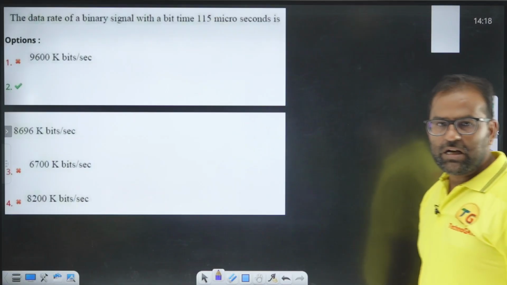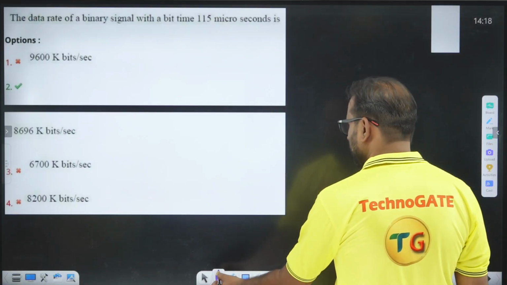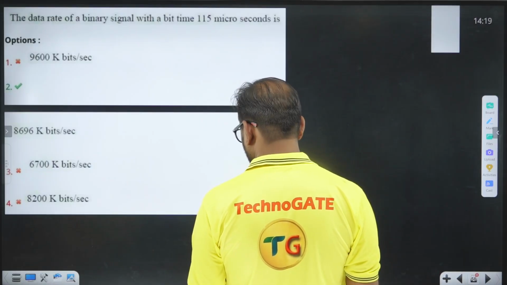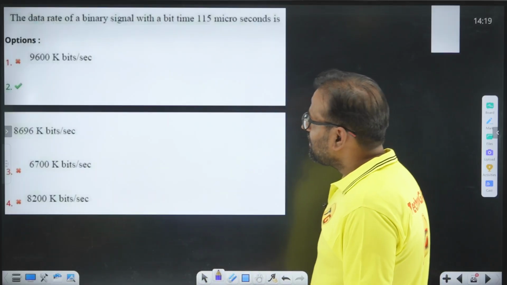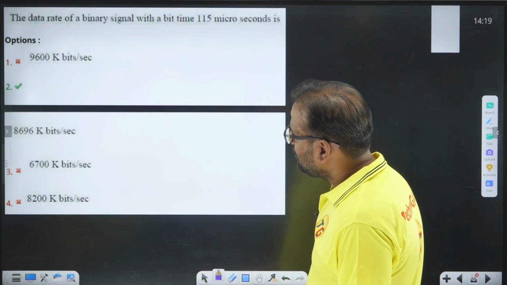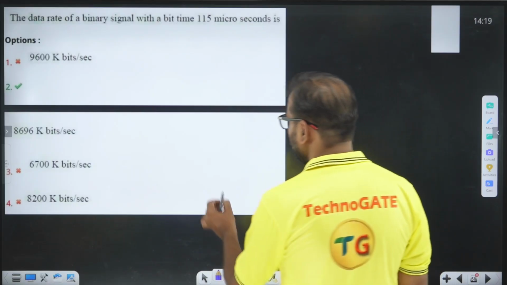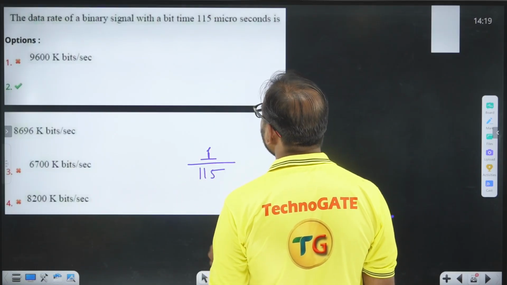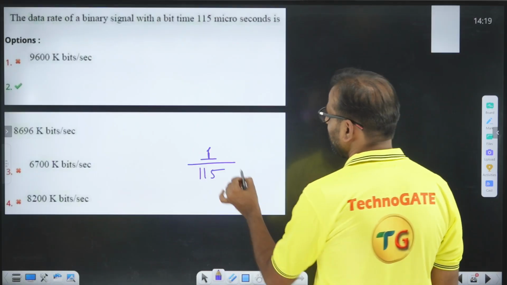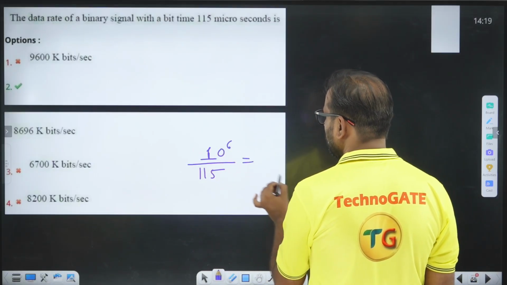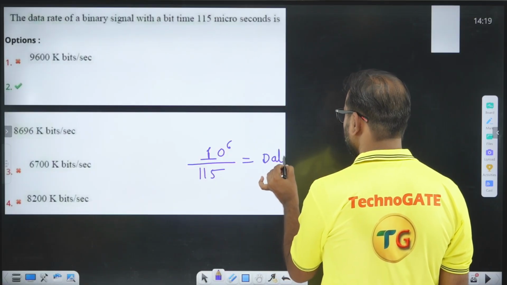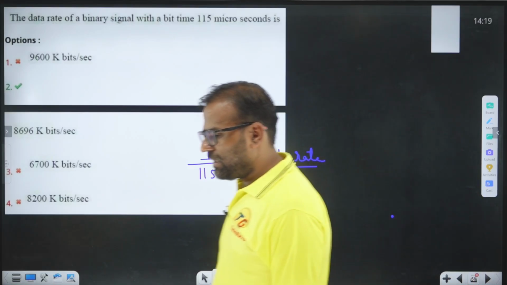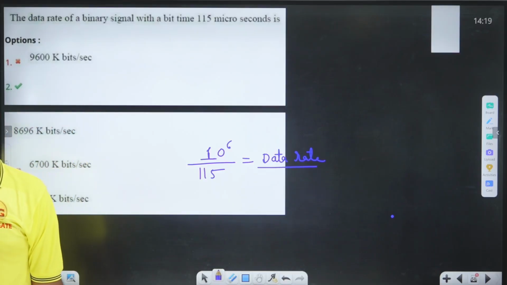Next, the bit time of the signal is 115 microseconds. So what are they asking? They are asking the data rate. Data rate means the frequency, 1 divided by bit duration. 1 divided by 115 times 10 raised to the power minus 6 is the data rate. And this value is 10 raised to the power 5 divided by 115. Let me check.